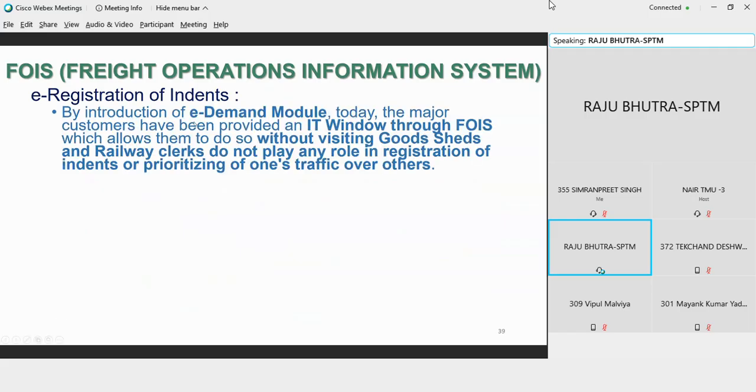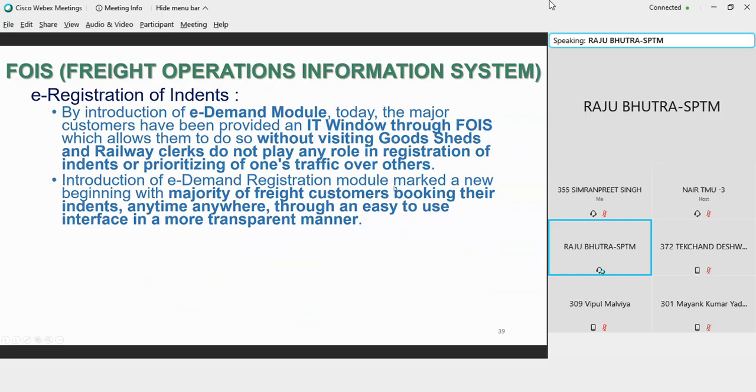Then e-registration of indent. By introduction of e-demand module today, the major customers have been provided an IT window through the system, which allows them to do so without visiting goods shed. So e-demand module allows the major customers, they are not required to visit any goods shed, and an IT window is available to them. So no railway clerks are involved in registration of indent, or no manipulation can be done by prioritizing one's traffic over others.